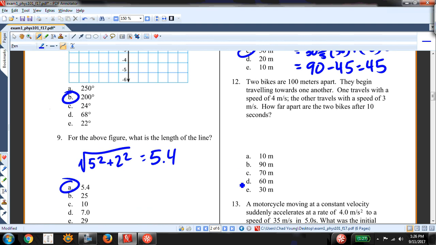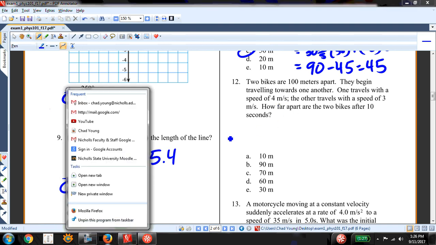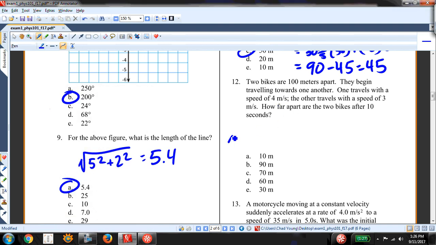Two bikes are 100 meters apart. They begin traveling towards one another. One travels with a speed of 4 meters per second. The other travels with a speed of 3 meters per second. How far apart are they after 10 seconds? It's kind of a good problem just to sort of think about. Can I draw a bike? Goodness. All right, here we go. That's fine. And then another bike over here.